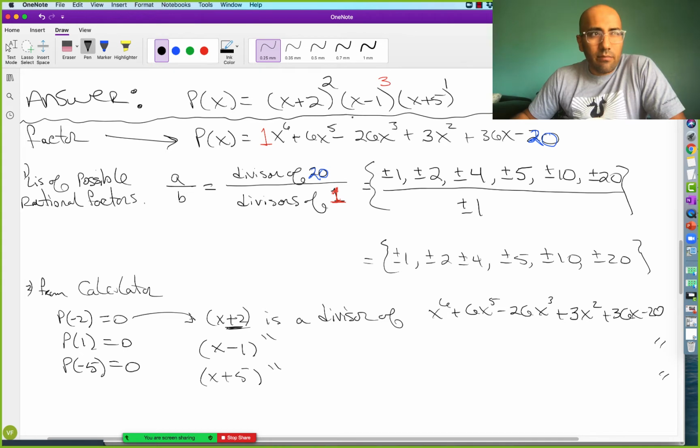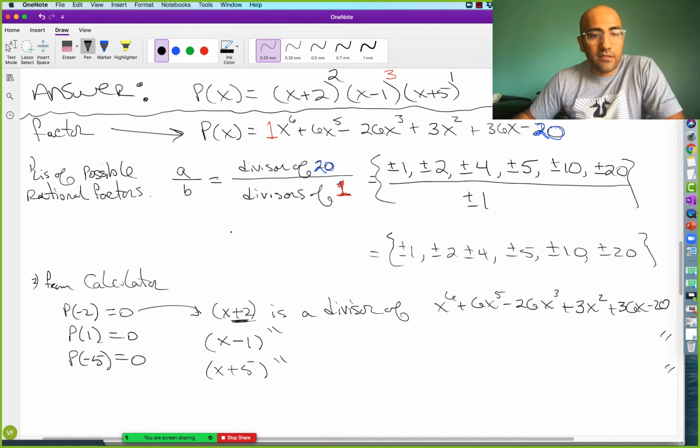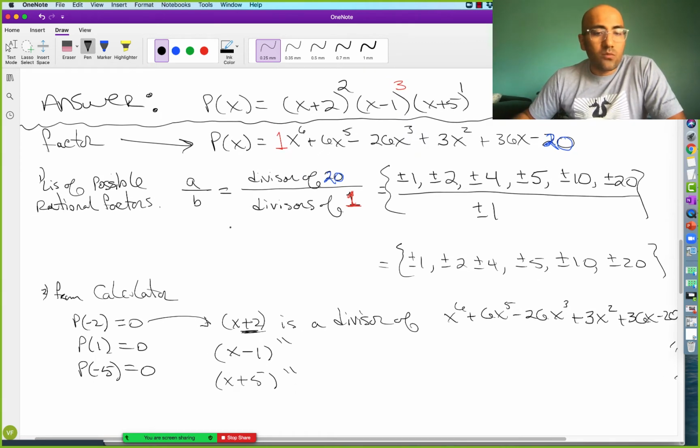I think in both examples, the given polynomial was degree 3, and then we found 3 zeros, and then I just jumped to the answer and said, oh, just multiply them all together, and that's your answer. That won't always work, and that doesn't work here.